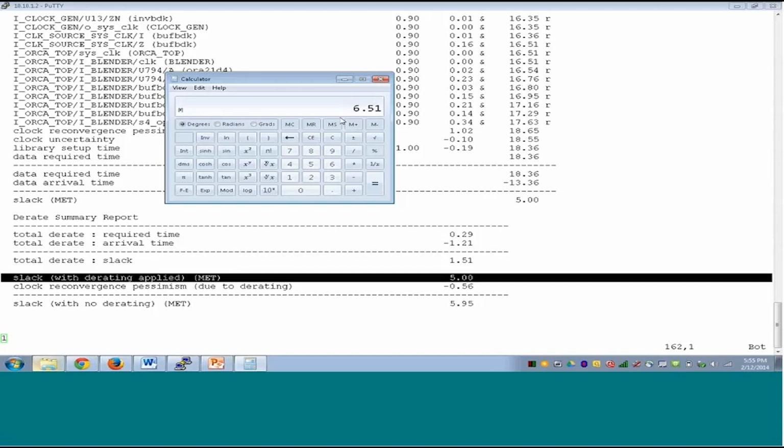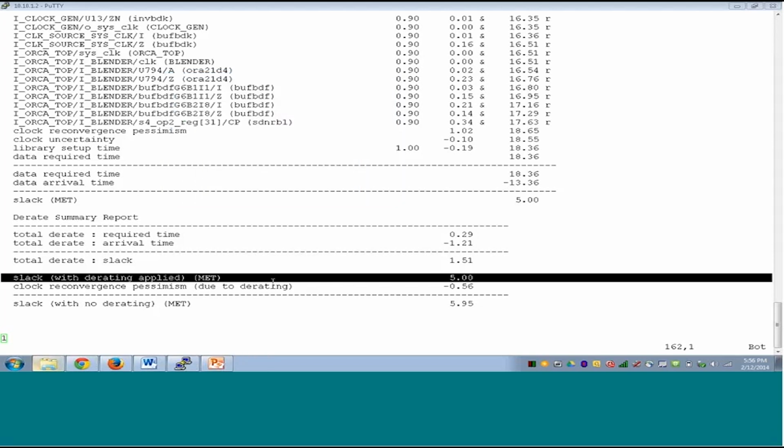But now the CRPR credit is given back to us because of the derate. If we don't apply a derate, the CRPR credit will be taken back. So I will subtract whatever CRPR it gives me. This is the way it arrives with a number. So this is how you can also see the effect of the derate in report timing.